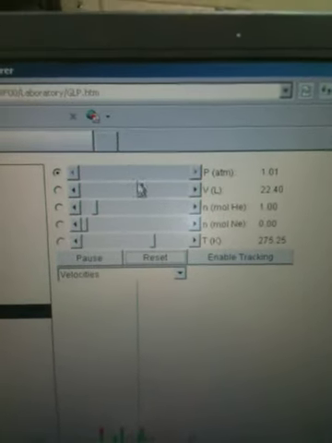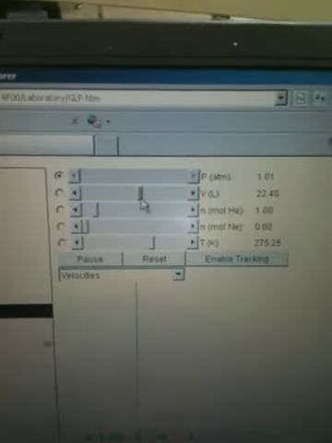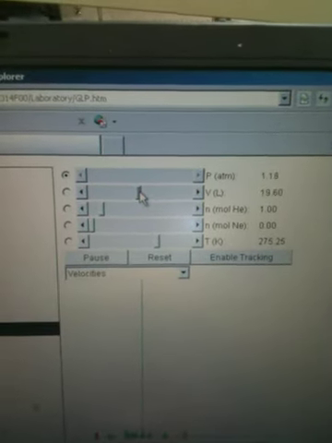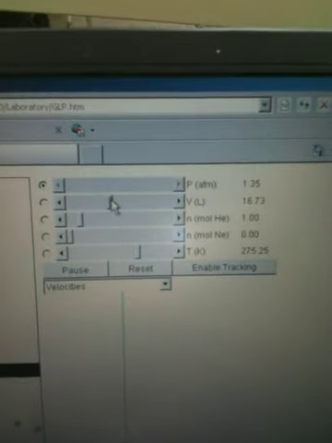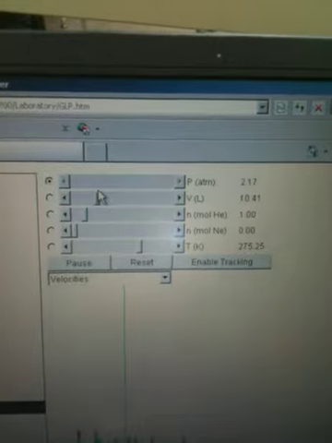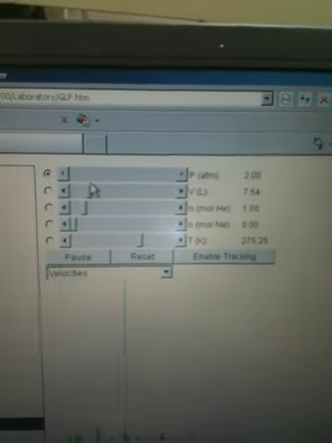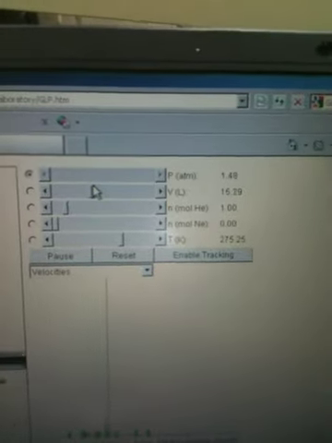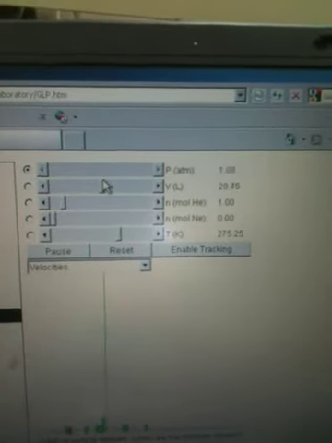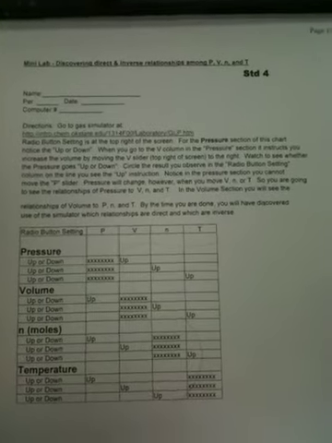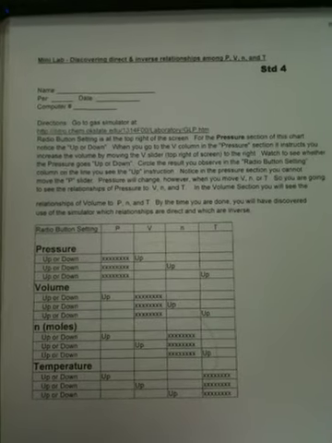Let me move sliders individually here. Now watch as I move this slider to the left. The numbers to the right of that slider are going down, and the numbers on the pressure are going up, indicating that there's an inverse relationship here between pressure and volume. In your lab sheet, what I've tried to do is set this up so that you could see the relationship between all of the variables.